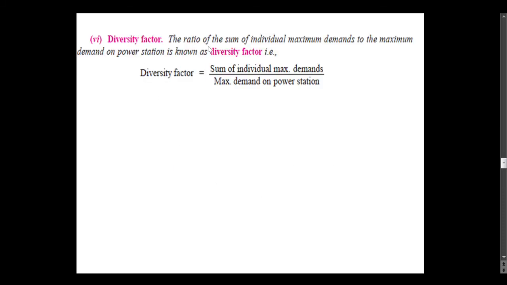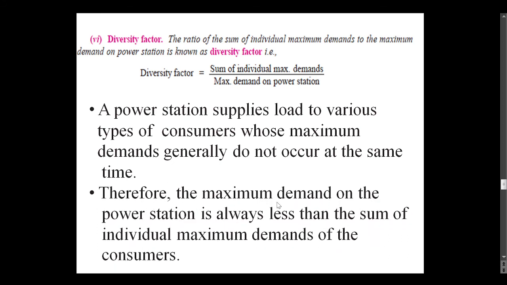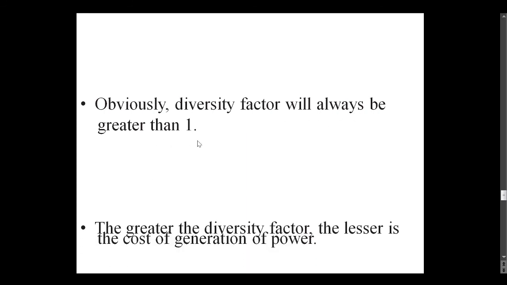Diversity factor. The ratio of sum of individual maximum demands to the maximum demand on power station is known as diversity factor. That is, diversity factor is equal to sum of individual maximum demands divided by maximum demand on power station. A power station supplies load to various types of consumers whose maximum demands generally do not occur at the same time. Therefore, the maximum demand on the power station is always less than the sum of individual maximum demands of the consumers. Obviously, diversity factor will always be greater than 1.